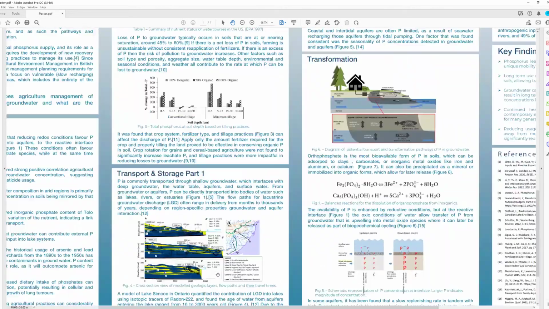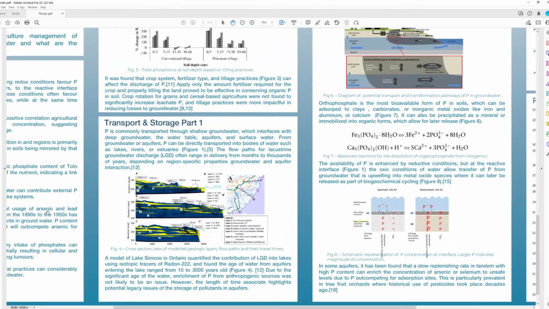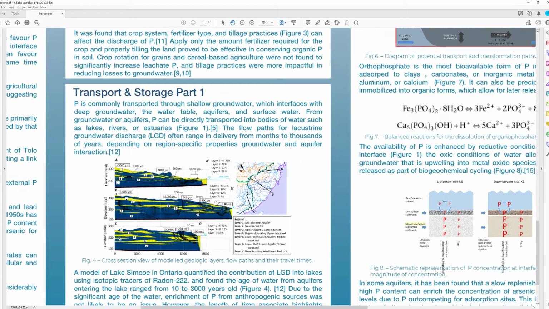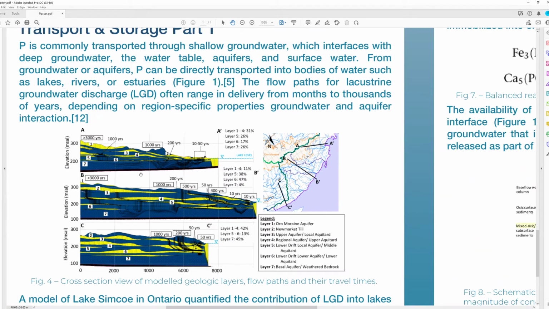Now, phosphorus transports through groundwater, and the flow path can be quite long, ranging from a couple years to thousands. A study in Lake Simcoe in Ontario found that for a pathway, just an example pathway here, A, look at the side profile, look at all those elevations. The lower aquifers, 5 and 7, contributed, I think, over 50% here just for this particular exfiltration pathway to the lake. And that water was thousands of years old.